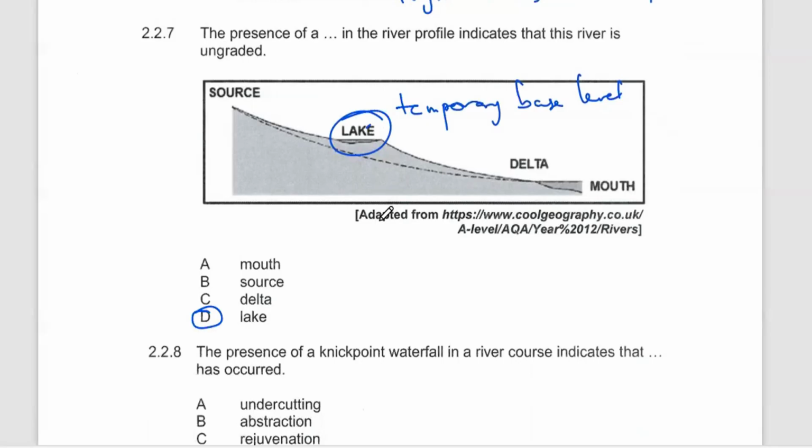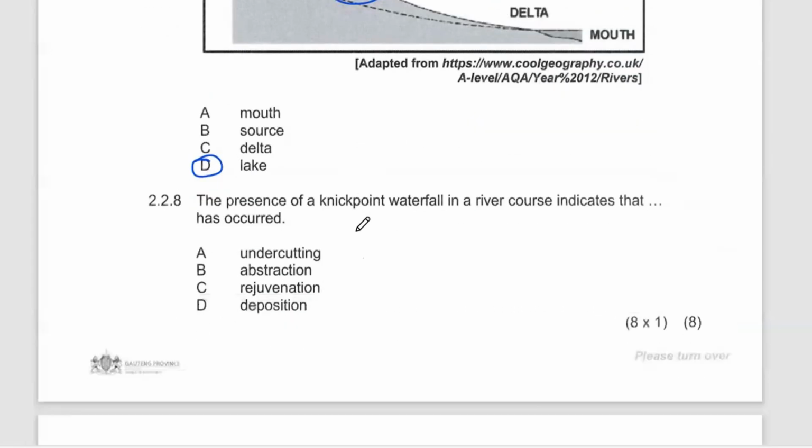When a river is graded, it has a balance between erosion and deposition. It gives a smooth concave shape from the source to the mouth. If it has an undulating slope from the source, it has nick points. If it has waterfalls along the river channel, it means the river is ungraded. It hasn't reached a balance between erosion and deposition. Right, moving on to the next question.